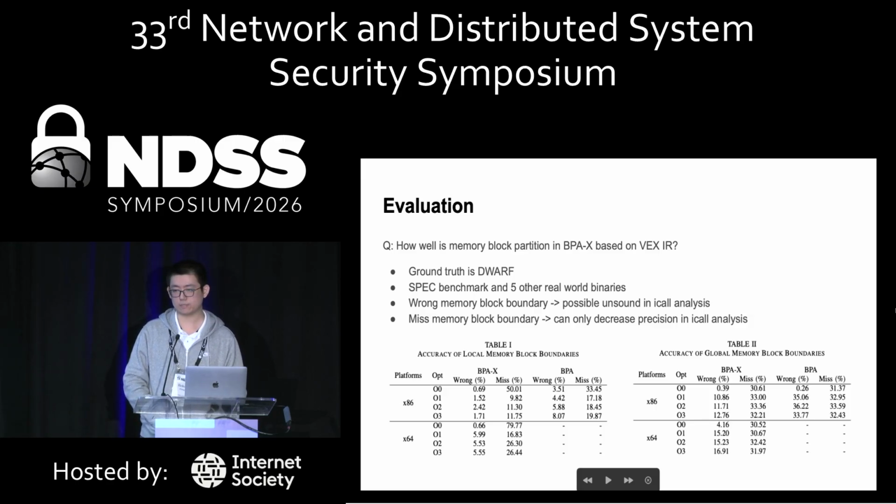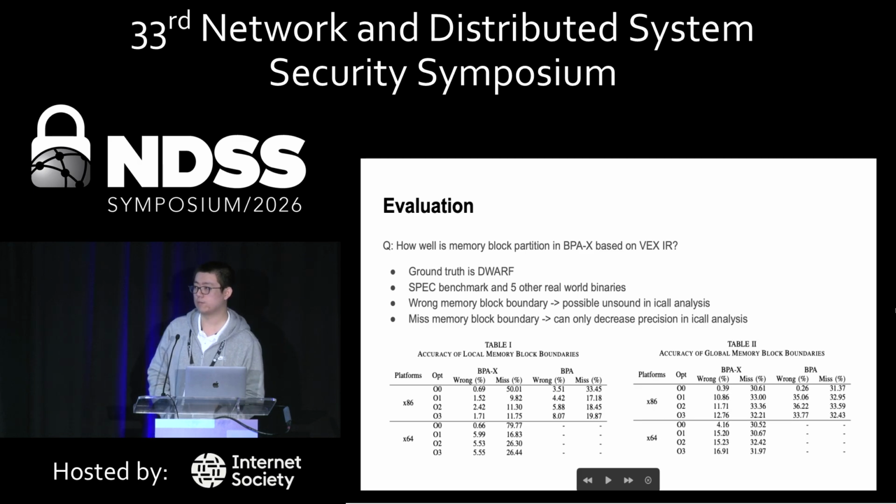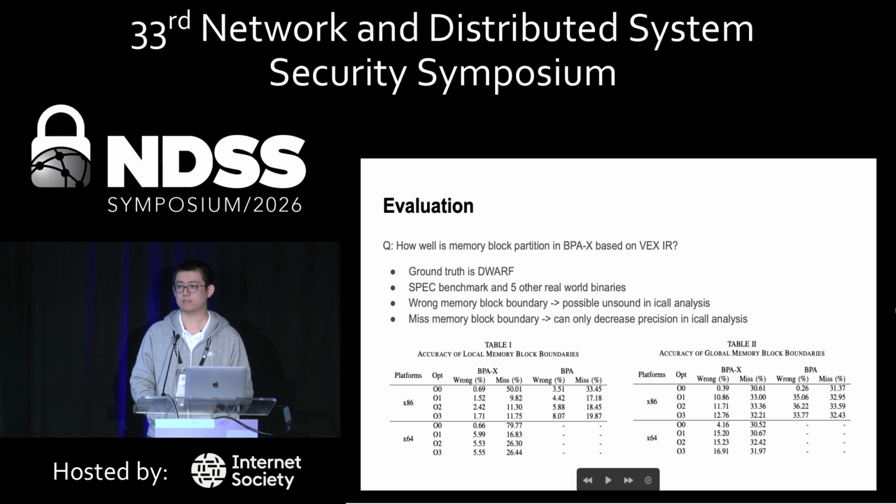It's not perfect because our memory block model has an assumption on pointer arithmetic, and we assume that there's no pointer arithmetic between different variables, different source level variables. So now I think that's the most appropriate ground truth we can choose. Yeah, it's the DWARF debug information, and we test it on the SPEC benchmark and 5 other real-world binaries.